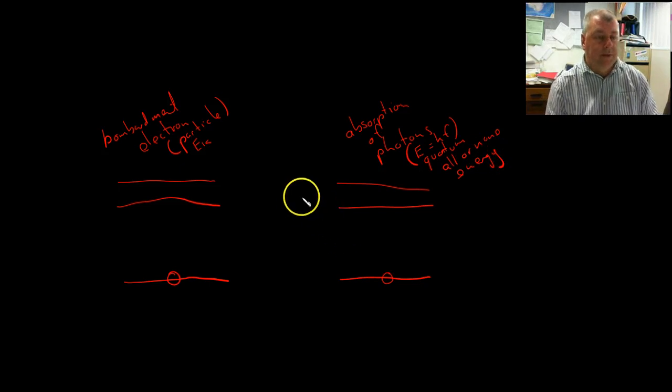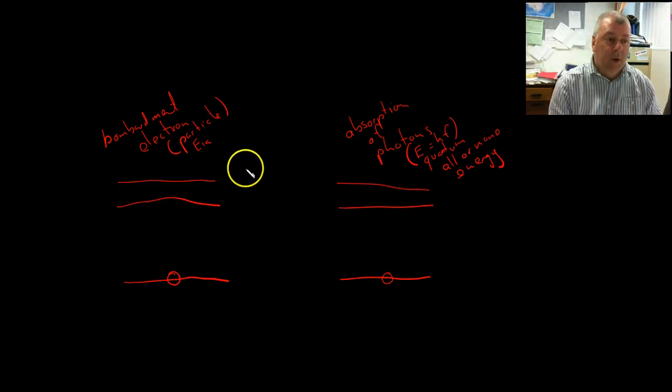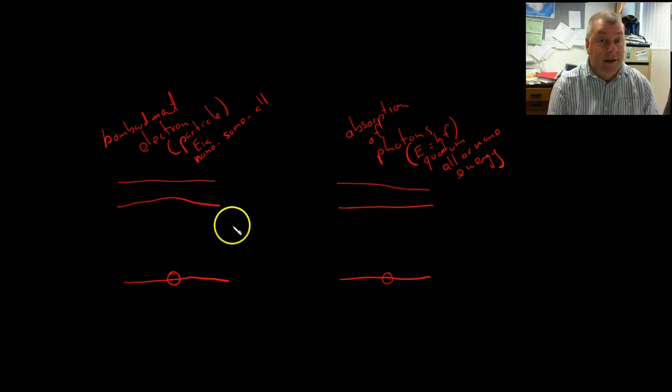Bit slopey, everything's a bit slopey today. Whereas the particle, the electron, can give none, some, or all of its energy. And the consequences of that are subtly different.